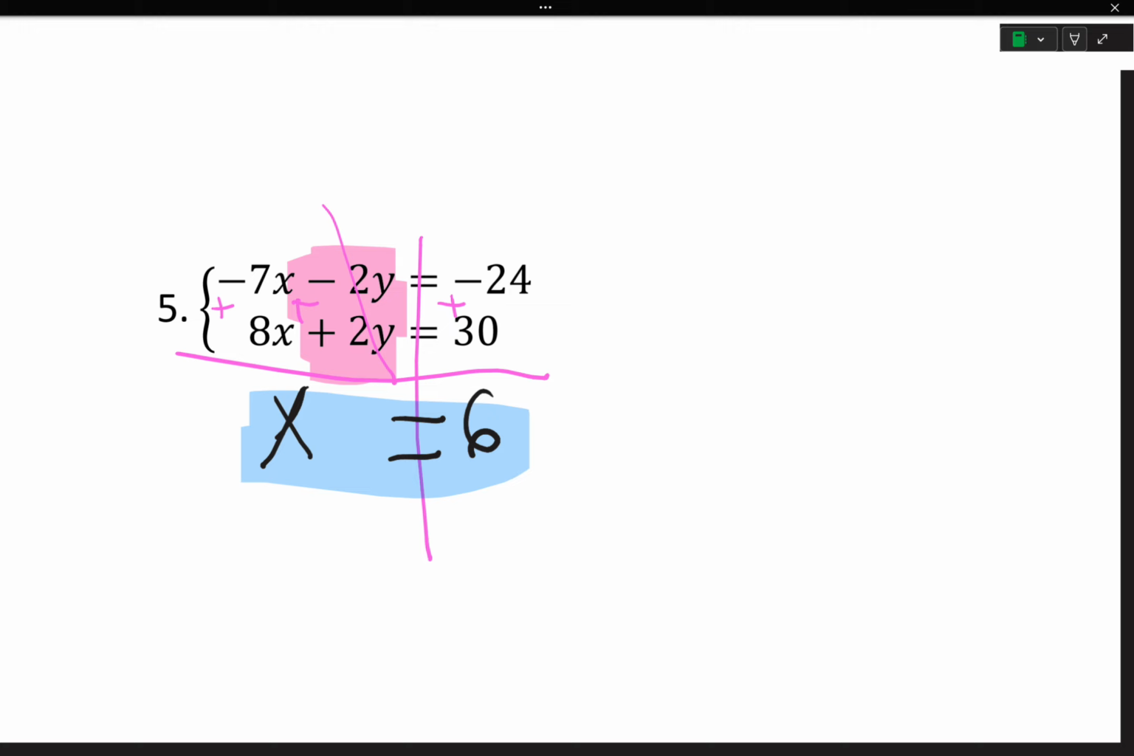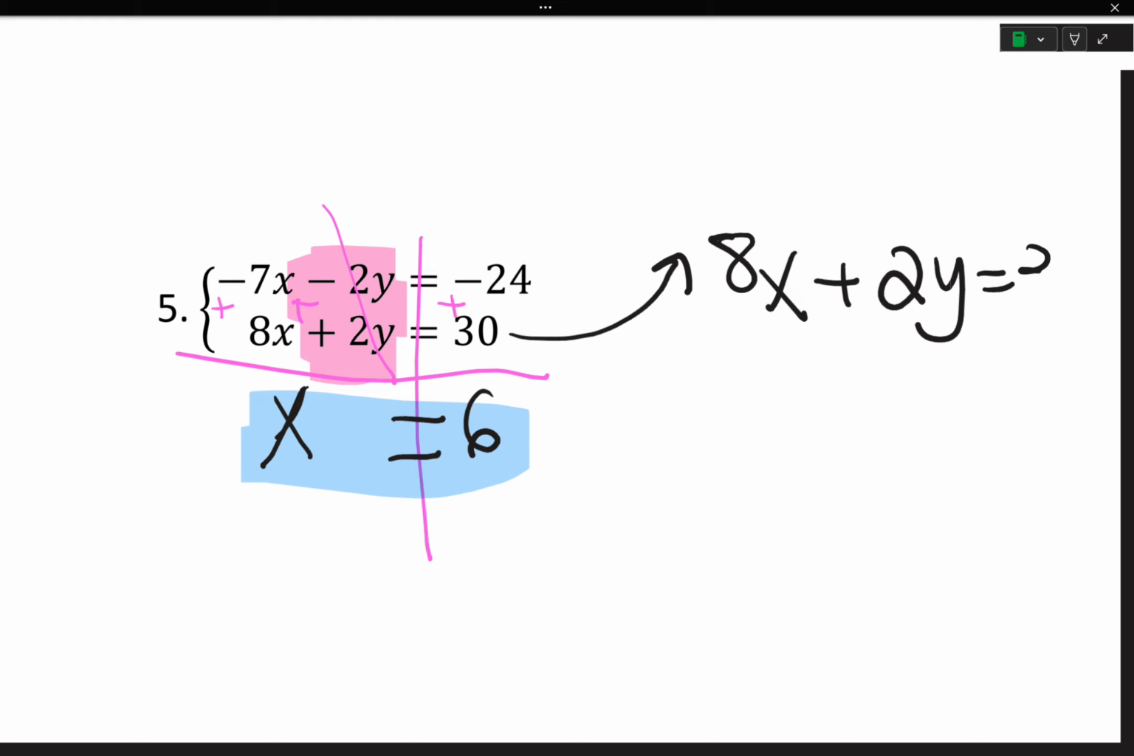Let's find y. I'm going to pick the second equation this time. Why? This time I have a reason. It has all even numbers, and that makes me happy. That's literally the only reason.